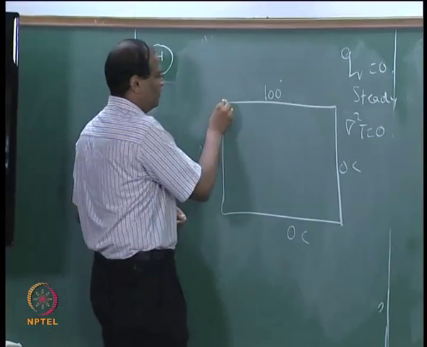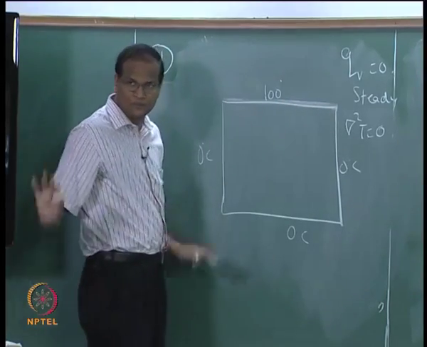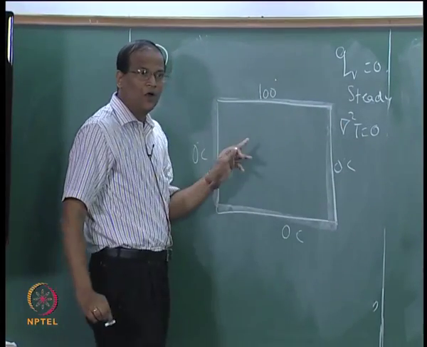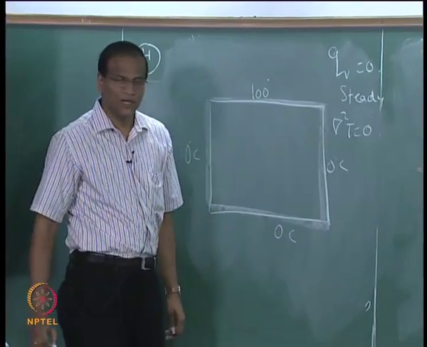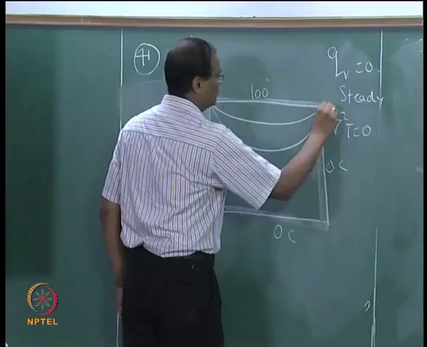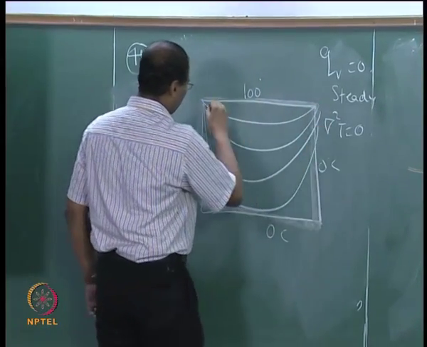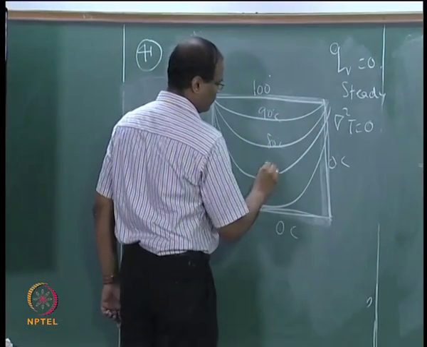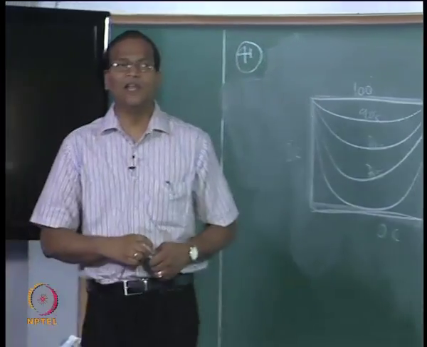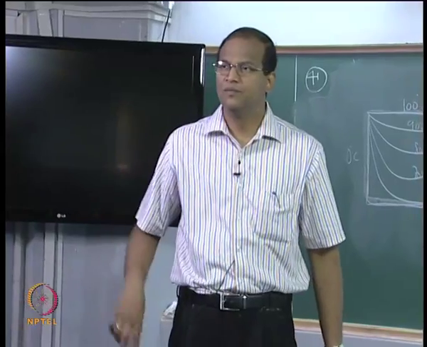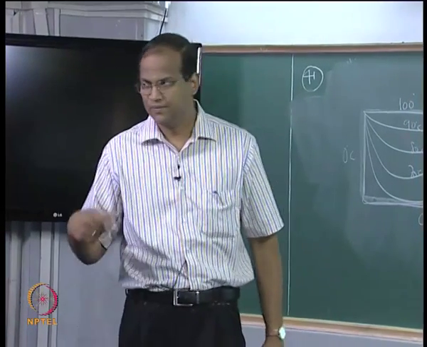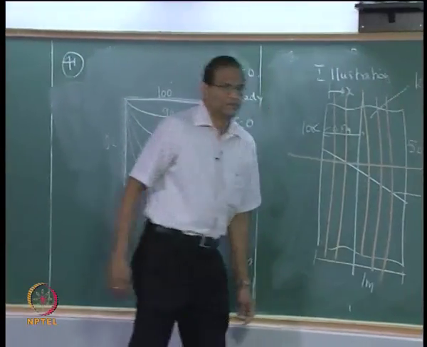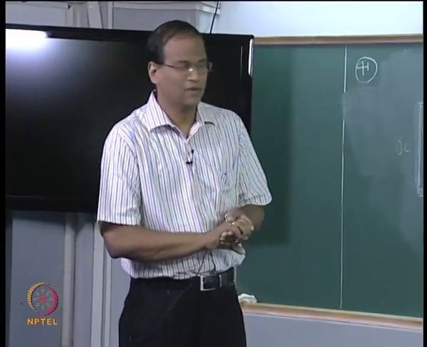Please follow me. The 100 degree isotherm is this, the 0 degree isotherm is this. All temperatures are between 0 and 100 in this problem, correct. So the 90 degree isotherm will be like this, the 80 degree isotherm like this, 70, and finally this one is 0. Now I leave it as an exercise to you: please plot the iso heat flux lines on this, because the heat flux lines have to be orthogonal to the isotherms. Okay, fine. We can discuss at the end of the class.